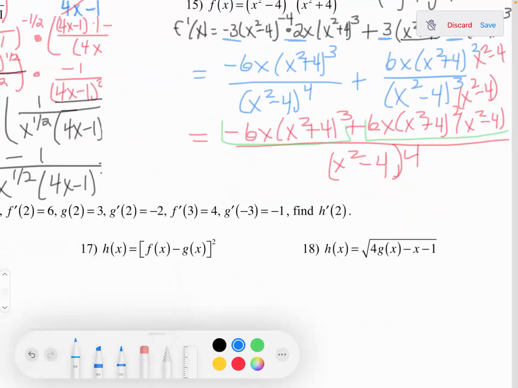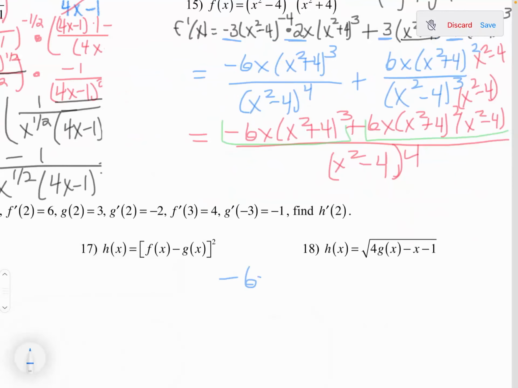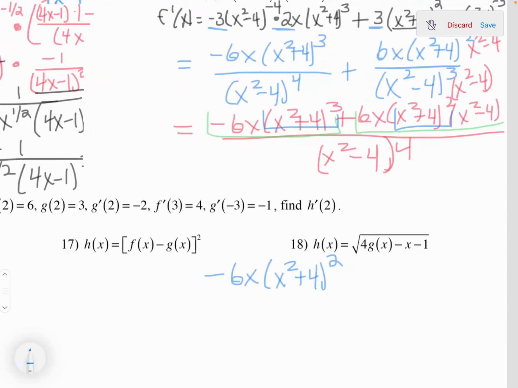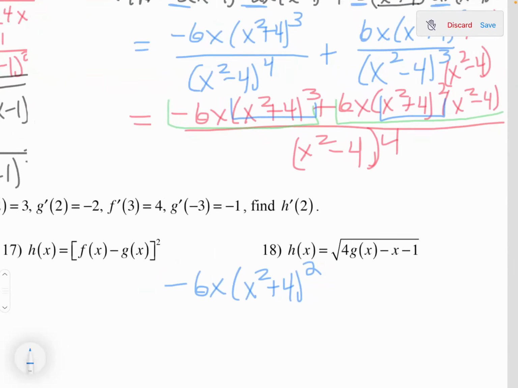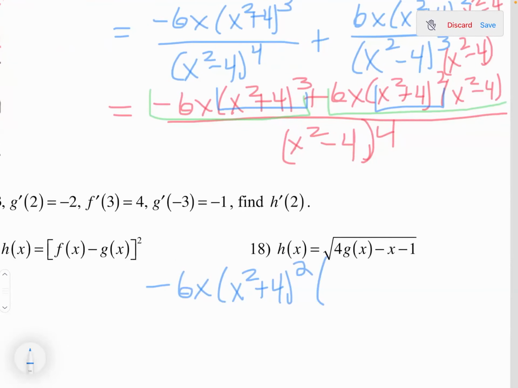So if we factor the negative 6x out, x squared plus 4 to the third power and x squared plus 4 to the second power, we have x squared plus 4 to the second power in common because they both at least have the second power. They both don't have the third power. So when we factor that out, what would be left over? Negative 6x divided by negative 6x is 1.